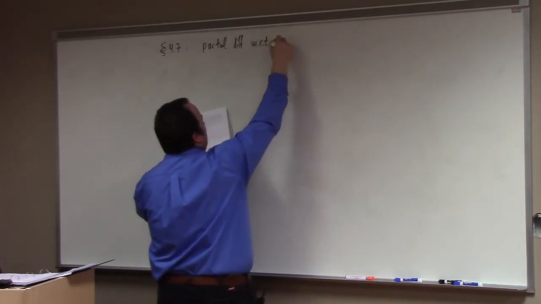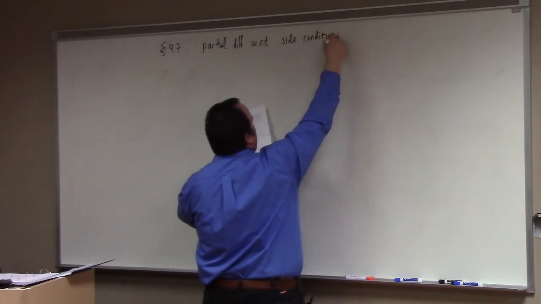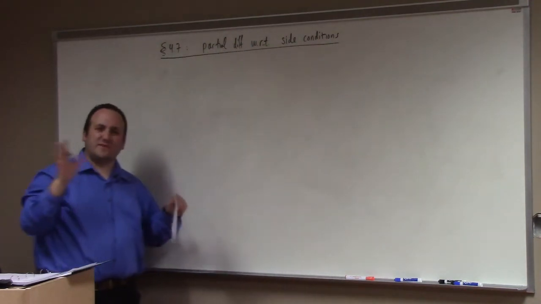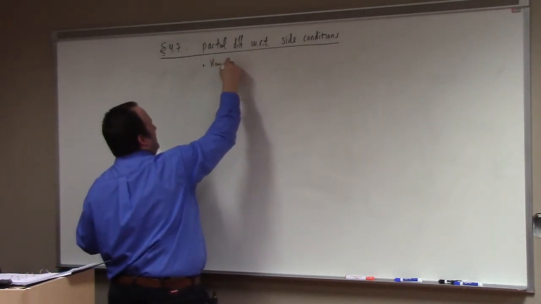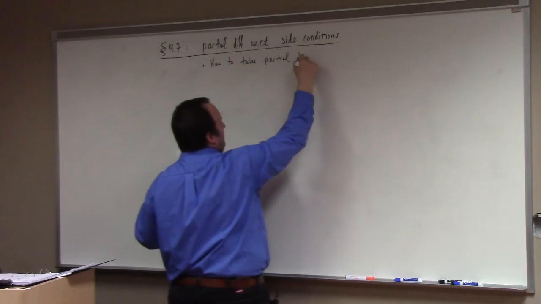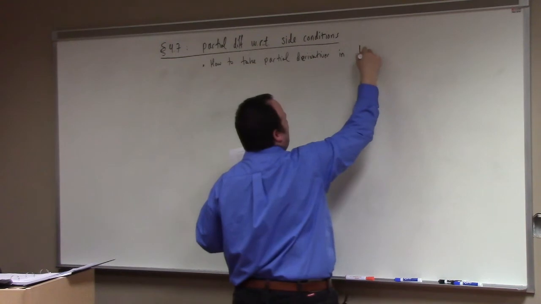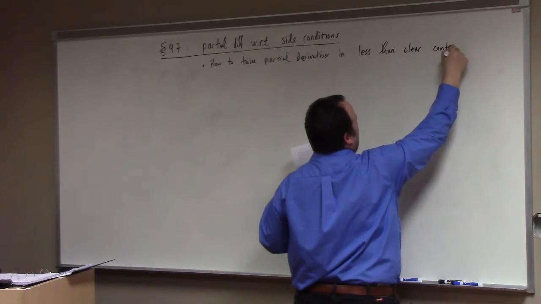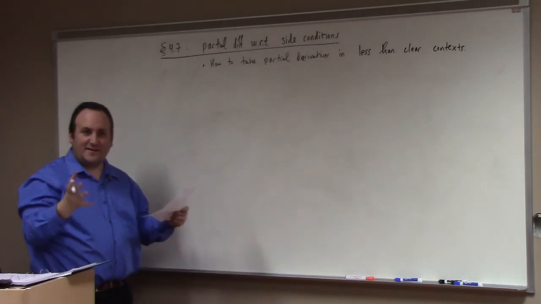Now, this terminology, with respect to side conditions, I got it out of, I think, Thomas's calculus. Not everyone says that. Here's really more what this is about. The question is how to take partial derivatives in less than clear contexts. You're like, oh, that sounds unfun. Well, we're going to make it fun. It's not going to be that bad.